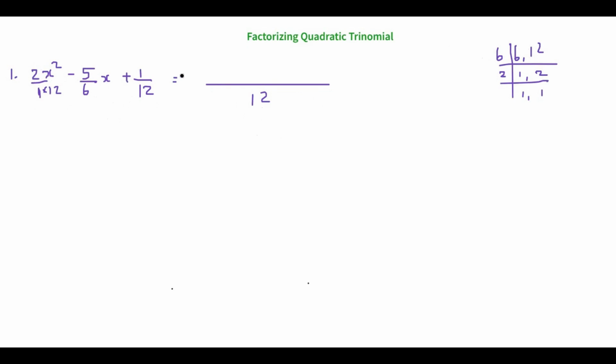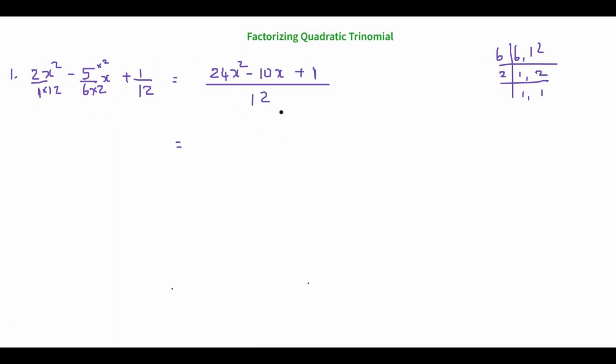So 2 times 12 will be 24x square. Now in the second term we have 6 in the denominator. So to make it 12, I'll multiply this with 2. Since I'm multiplying the denominator with 2, I will multiply the numerator also with 2. So 5 times 2 is 10. Since there is a minus sign, I'll put the same minus sign here and I will write 10x. Then since the denominator is 12, I'll multiply with 1 and the numerator also I'm going to multiply with 1. So 1 times 1 is 1. So we have got this.